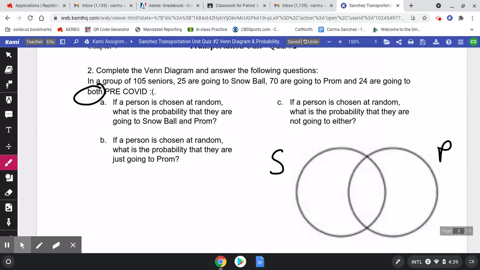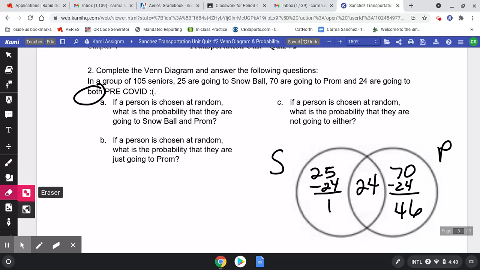Snowball and prom both, there are 24 going to both. Then there are 70 that are going to prom. So again, the 70 doesn't just go out here because 24 are already counted. It's 70 minus the 24, or 46. Finally, over here, there's 25 going to Snowball, but you have to make sure you don't double count that 24 in the middle. So there's just 1. And again, you don't need these subtraction work. You just have to have the numbers in there. Now, if I total this up, 25 plus 46, that's only 71.